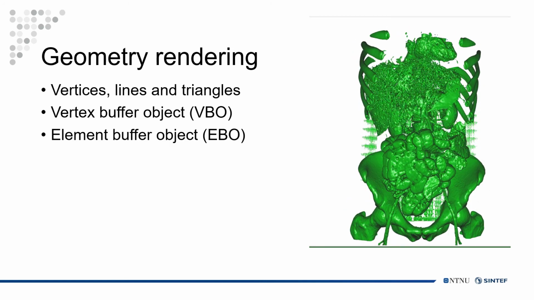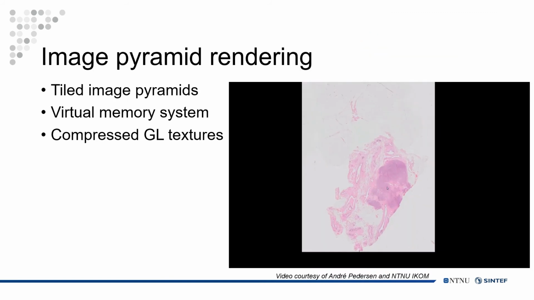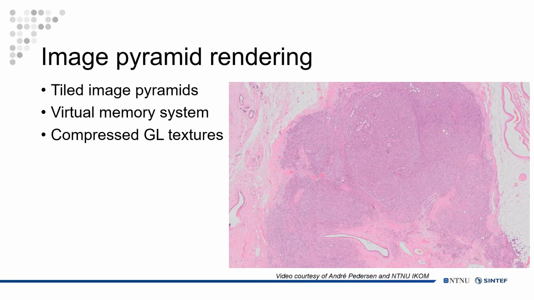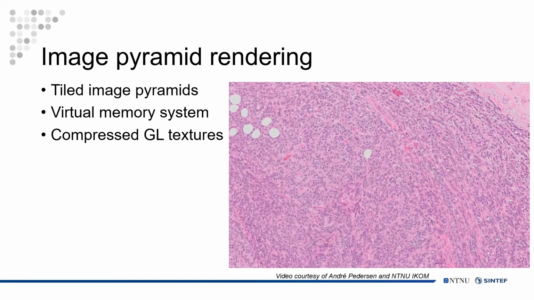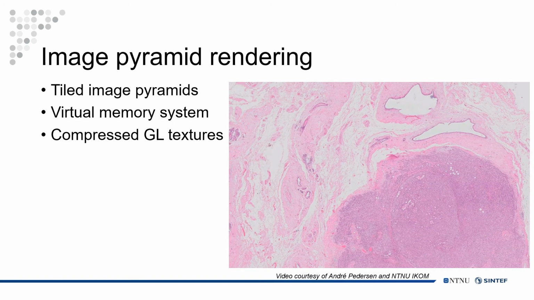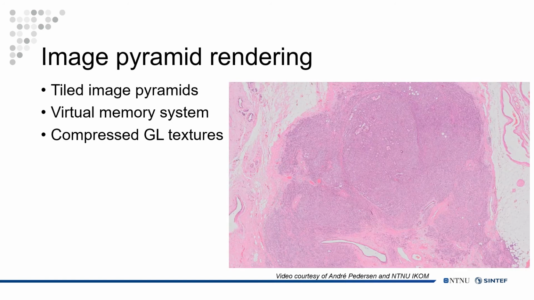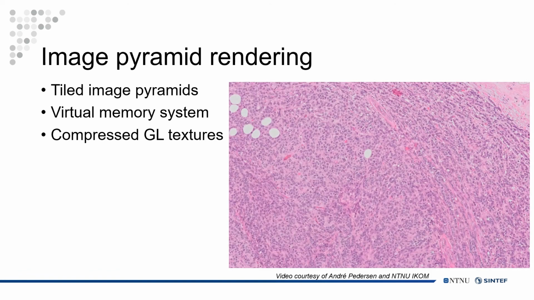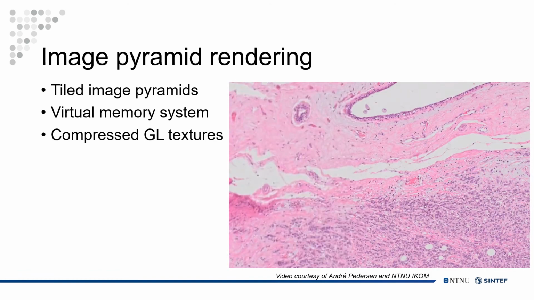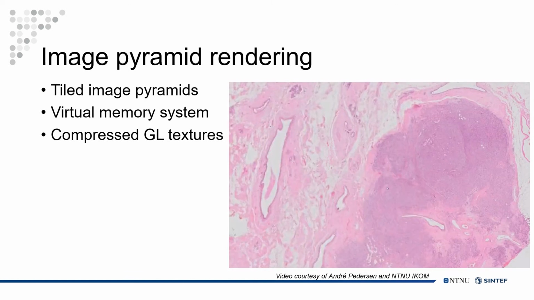rendered with OpenGL. We also have an image pyramid renderer used for extremely large images, which are larger than the amount of RAM on the GPU. In this renderer, we implemented a virtual memory system which keeps a cache of tiles on the GPU. We also use OpenGL texture compression to reduce the amount of GPU RAM used.